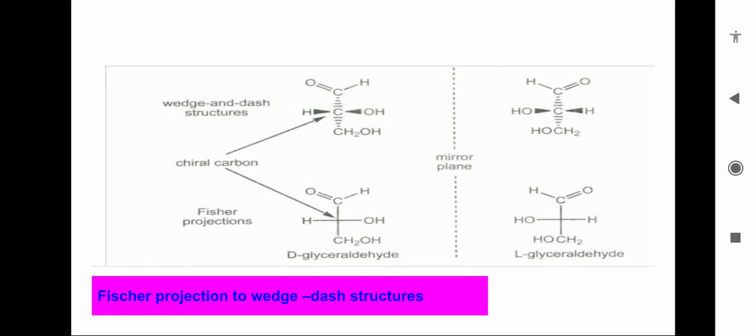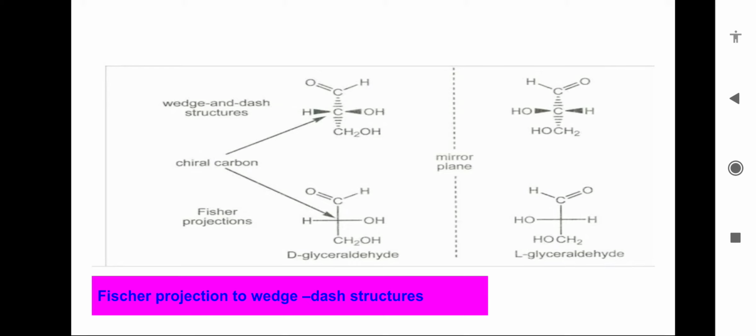One more example, L-glyceraldehyde. In the Fisher projection of L-glyceraldehyde, the OH and H groups are on the horizontal line, whereas CHO and CH2OH groups are on the vertical line. Now, in order to represent this L-glyceraldehyde, these OH and H groups are to be kept on wedges, whereas CHO and CH2OH groups are kept on dashes.